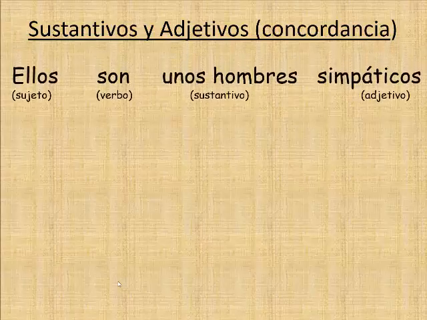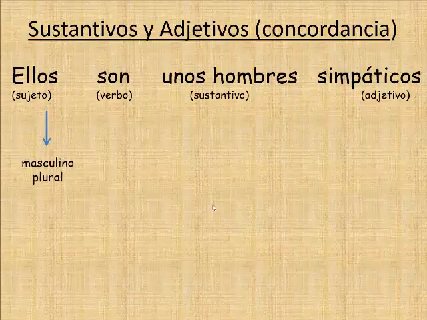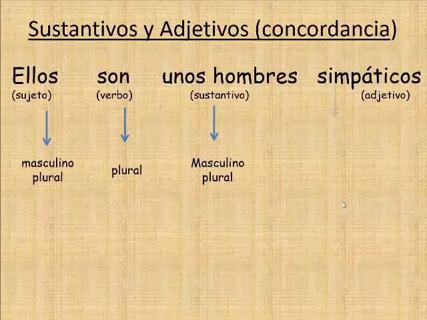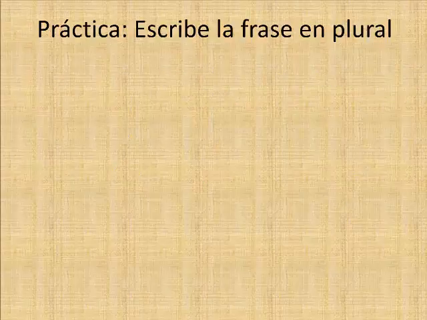Okay, let's see another example. Now we have ellos son unos hombres simpáticos. Can you guess what this sentence is as far as gender and number? Well, let's see. Masculino plural. Ellos is the subject. Okay, son, it's going to be plural for el verbo ser. Unos hombres, the noun, is masculino plural, and therefore our adjective is going to agree. It's going to have concordancia. Masculino plural.